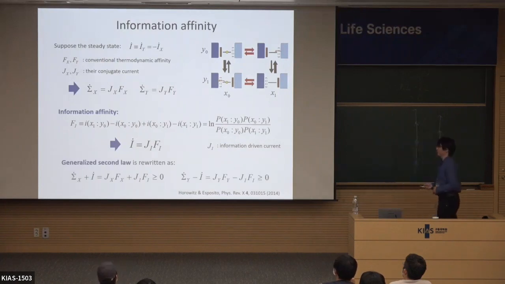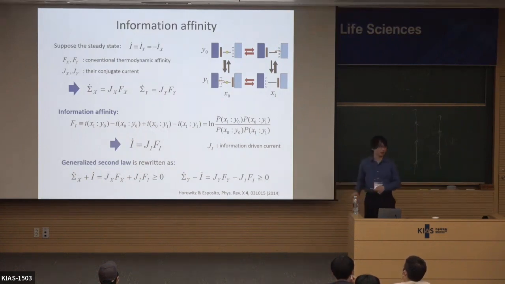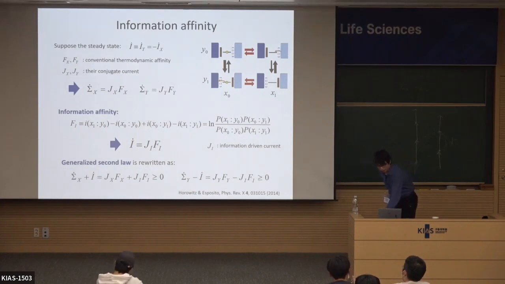And so by introducing these quantities, we can rewrite this entropy production term, including information flow, as the sum of the product of current and affinity. So this is in parallel to the conventional irreversible thermodynamics. Okay, so this is a very general framework.